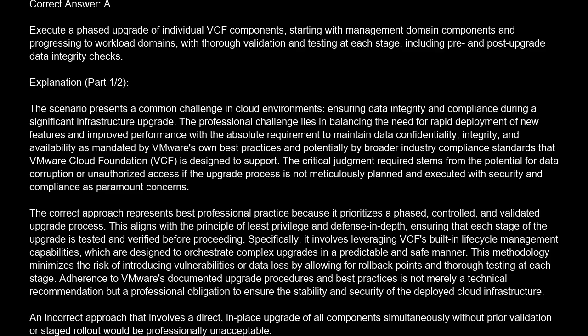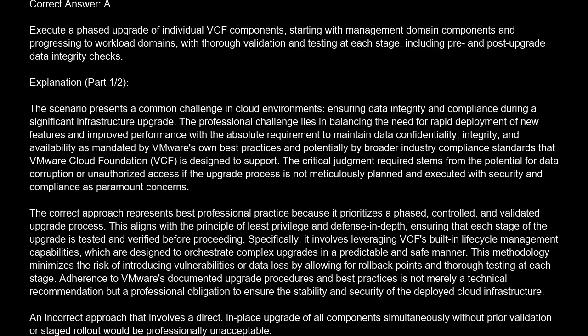The critical judgment required stems from the potential for data corruption or unauthorized access if the upgrade process is not meticulously planned and executed with security and compliance as paramount concerns. The correct approach represents best professional practice because it prioritizes a phased, controlled, and validated upgrade process. This aligns with the principle of least privilege and defense in depth, ensuring that each stage of the upgrade is tested and verified before proceeding.